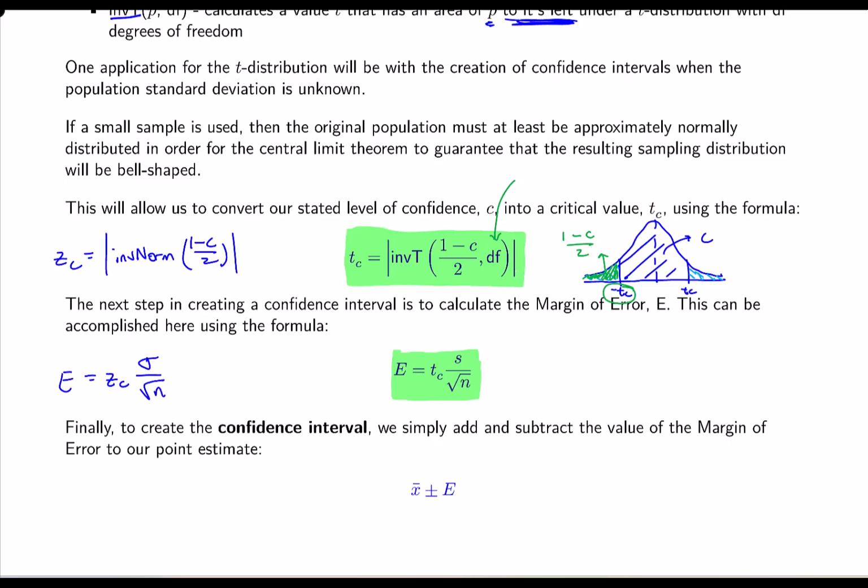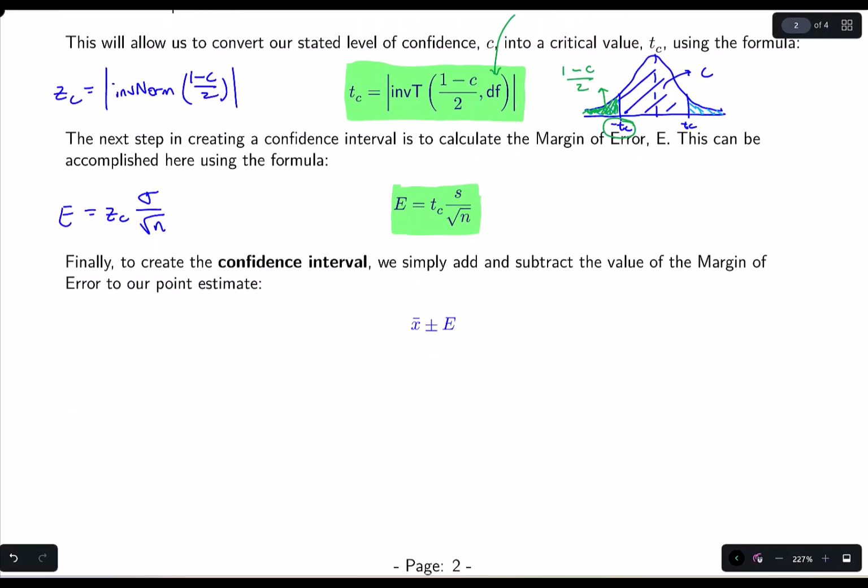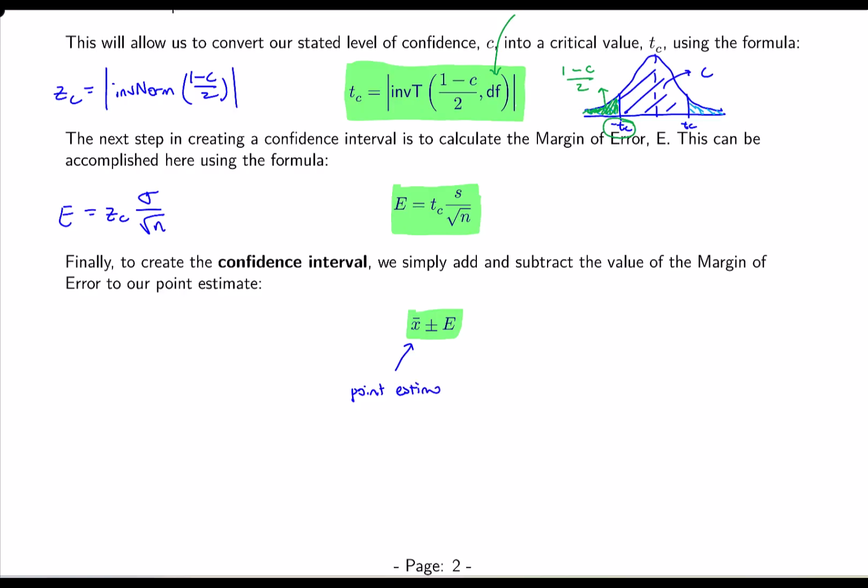And once we get that margin of error, the last thing that we need to do is create our confidence interval. And to do that, we just simply add and subtract the value of the margin of error to our point estimate. And our point estimate this time is still x bar. This is going to be the sample mean, and it makes up the center of our confidence interval.